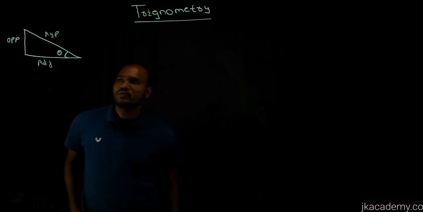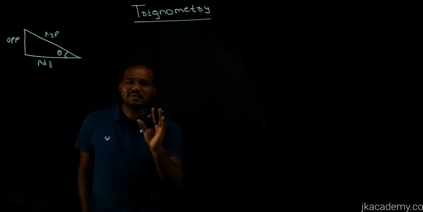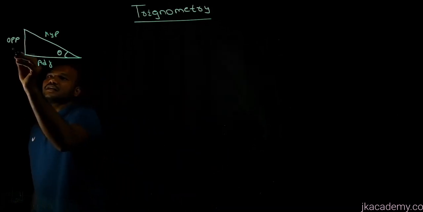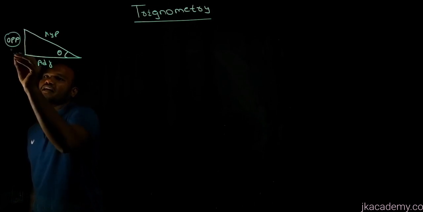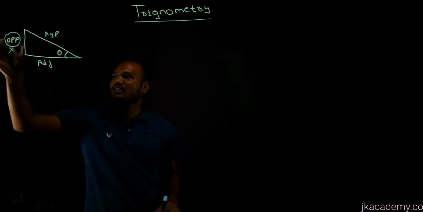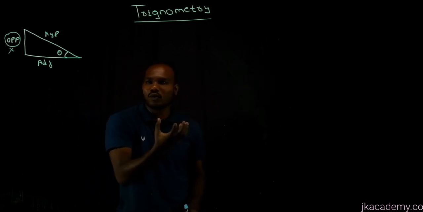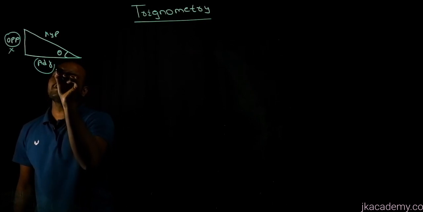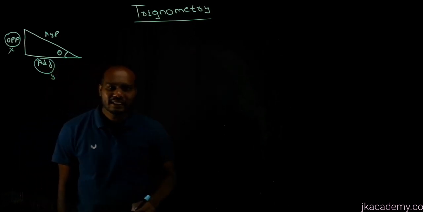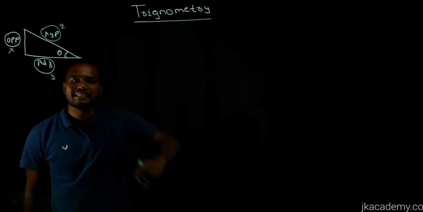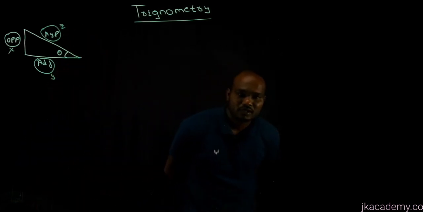Now I'll give a simple task. Think of these sides as balls. Let's say I consider this opposite side as a ball, and I call this ball X. Again, I put the adjacent side in a ball and call this ball Y. And I take the hypotenuse and put it in another ball, and I call it Z. Is that okay?